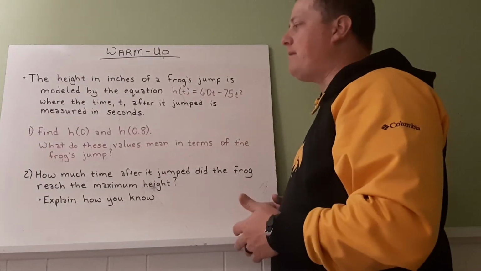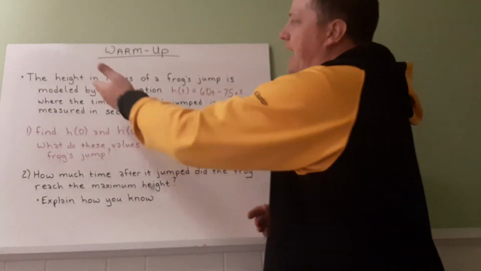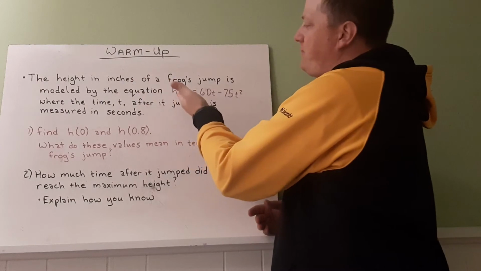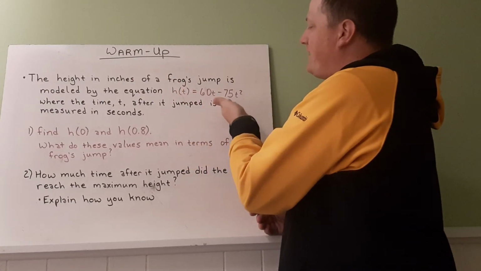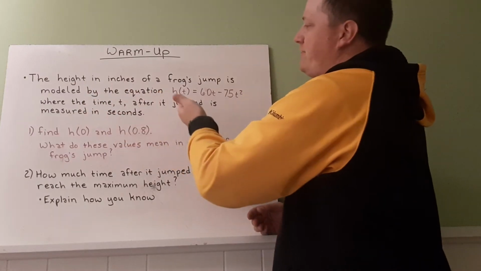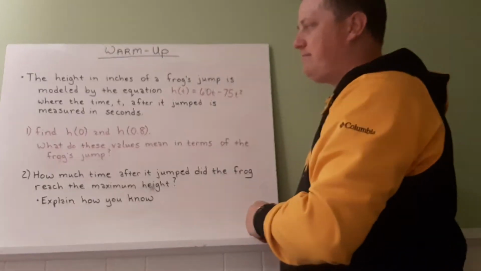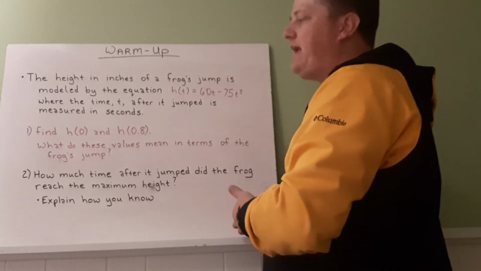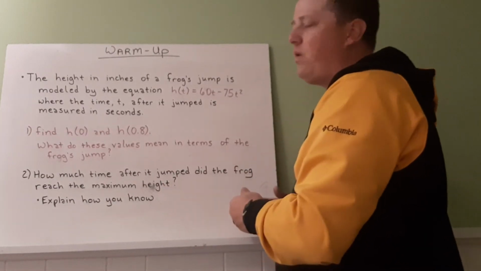All right, so our warm-up is to look at this situation. The height in inches of a frog's jump is modeled by the equation h of t equals 60t minus 75t squared, where the time t after it jumped is measured in seconds. All right, so write that equation down and then think about what we can do with that.